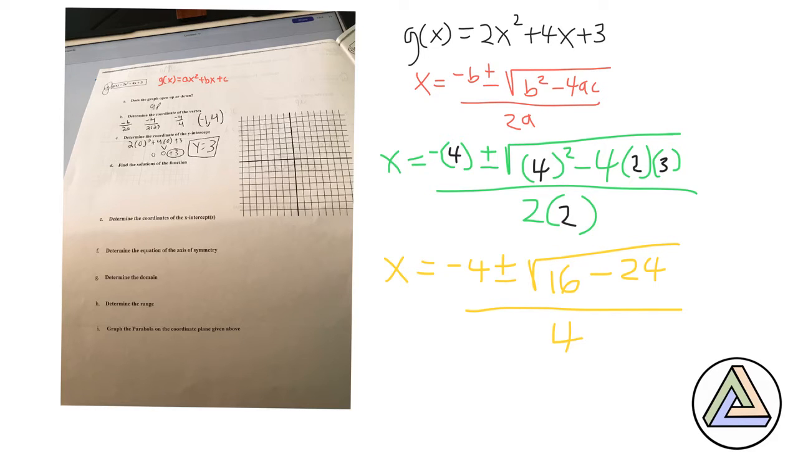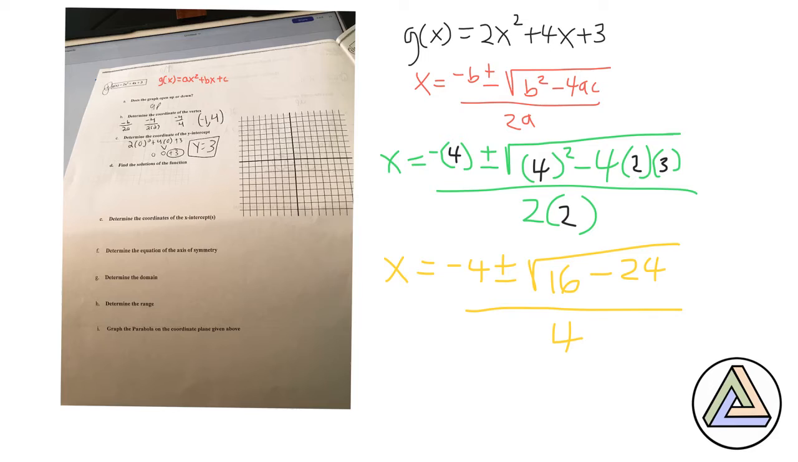So right out the gate, immediately, we can see that this is going to be an imaginary number, right? Anytime you have a negative number underneath a radical, that's an imaginary number. So you know what that means? That means there are no real solutions.